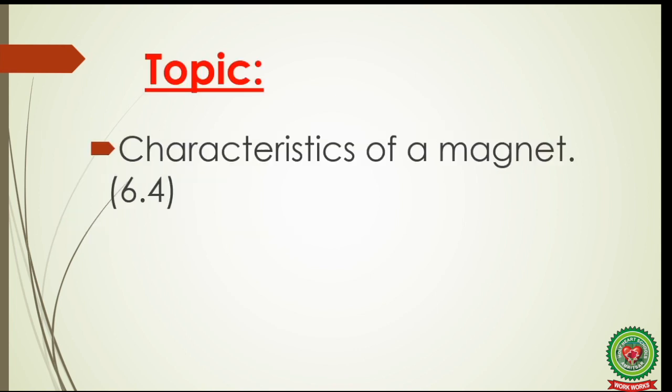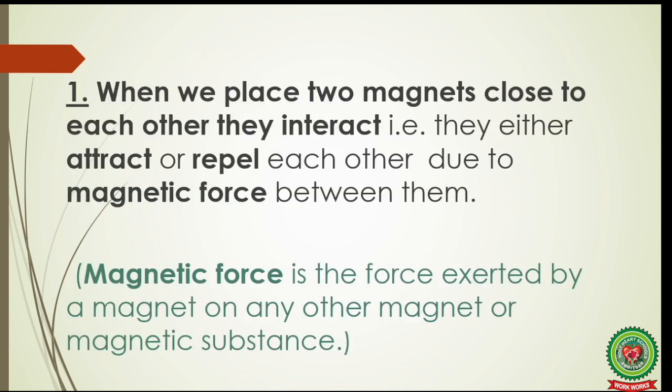Topic number 6.4. It is given on page number 61 in your books. There are 4 characteristics of a magnet. First one is, when we place two magnets close to each other, they interact. That is, they either attract or repel each other due to the magnetic force between them.